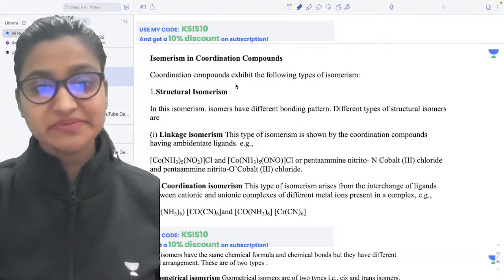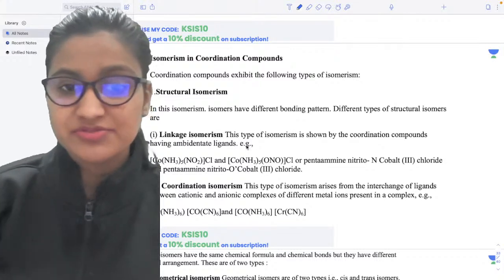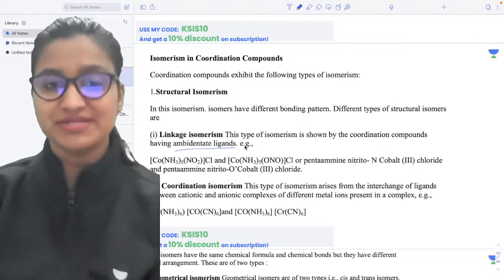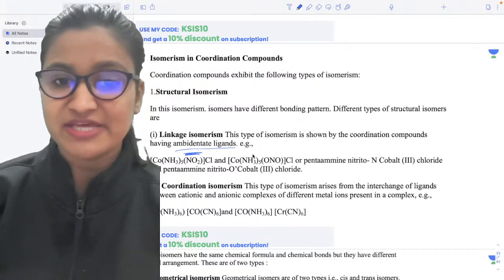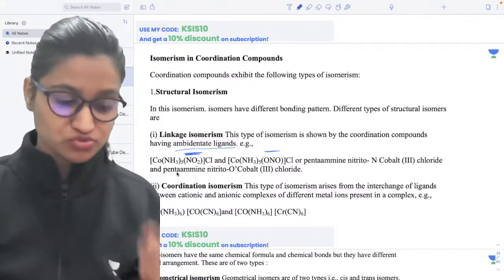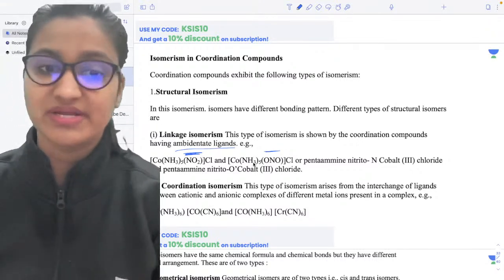हाँ, so you can see बच्चे, linkage isomerism is the type of isomerism shown by coordination compounds having ambidentate ligands. Which type of ligands you can see here? Here it is present NO2 and here as ONO. मतलब एक तरफ जो बॉन्ड है वो नाइट्रोजन के साइड से बन रहा है और दूसरी साइड में ऑक्सीजन के साइड से बन रहा है, ठीक है?